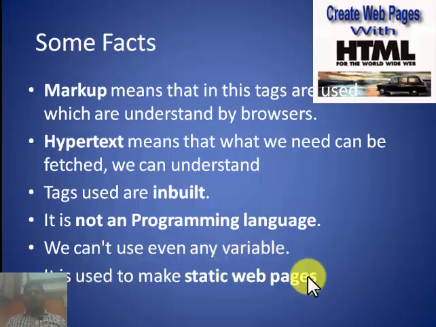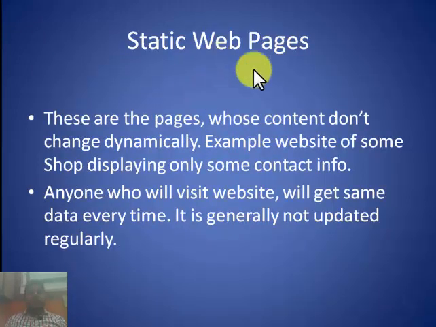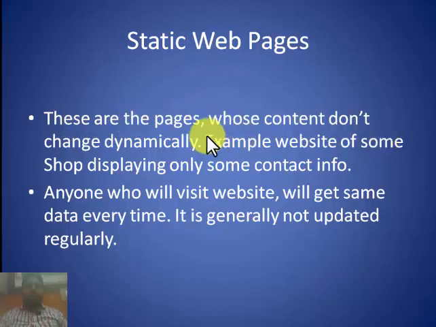It is used to make static web pages. So what are static web pages now? These are the web pages whose content does not change dynamically. What does this mean? There are two types of websites, static websites and dynamic websites. You can think of a static website like the website of any shop. Today you open the website, tomorrow, day after tomorrow, generally you will be getting the same information every day.